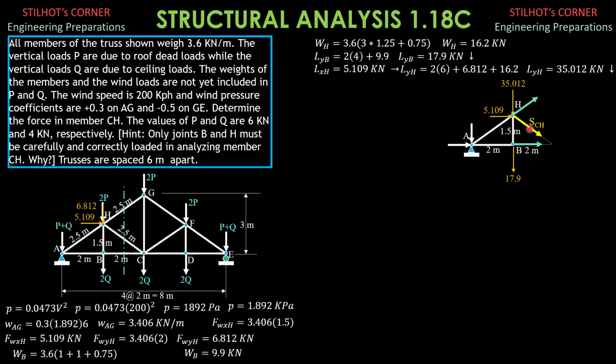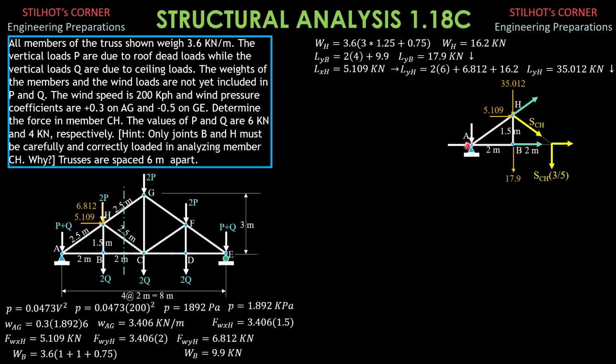1.5 over 2.5 is like 3 over 5, because the slope is 3 vertical, 4 horizontal, 2 meters divided by 0.5, 4, 1.5 divided by 0.5, 3, and the hypotenuse is 5. So these are the components. The vertical component is important because the horizontal component also passes through A. So this is SCH times 3 over 5, that vertical component there. So we are now ready to solve for the magnitude of the force SCH, or the force in member CH.